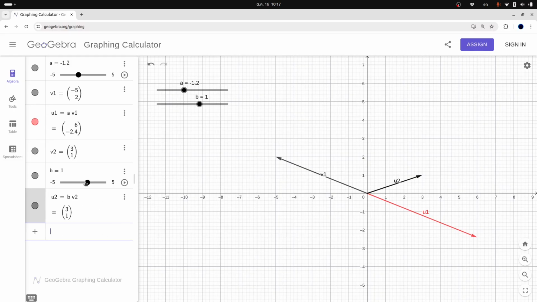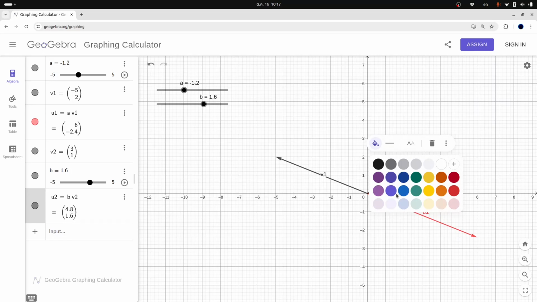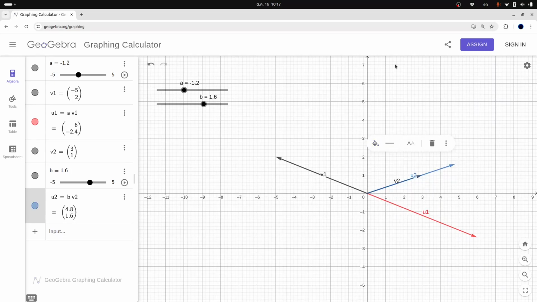So this is u2. Let's give it another color, let's make it blue. Now I can scale this vector u2. What do you get? You get another line, a set of all possible values of scaling of v2.